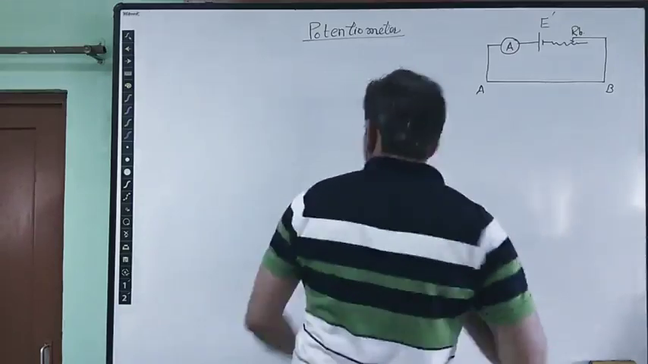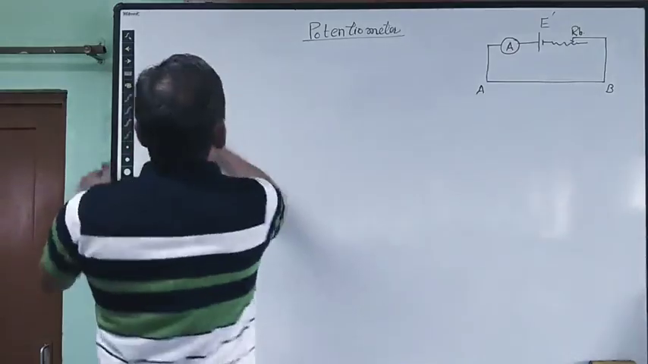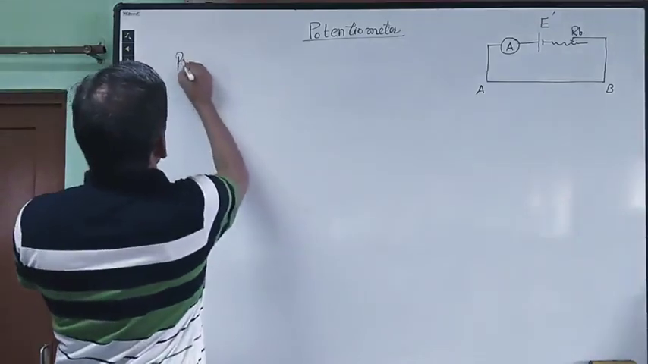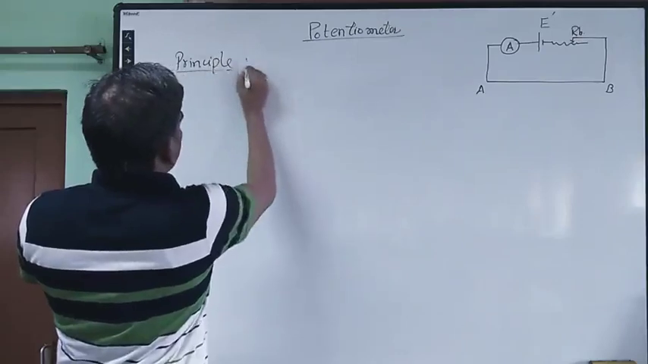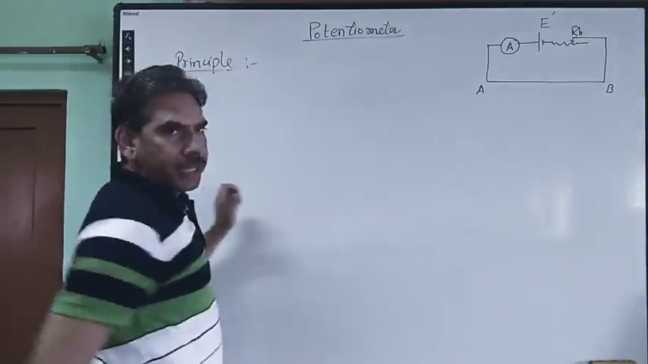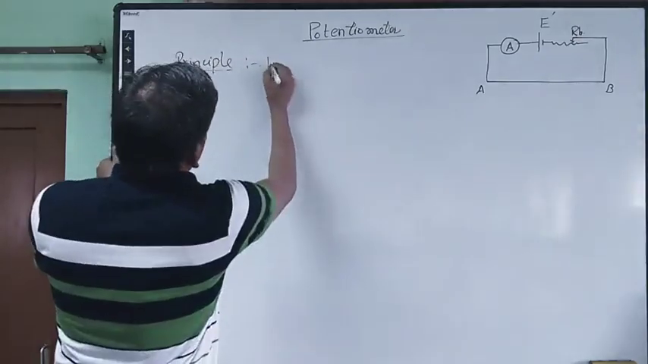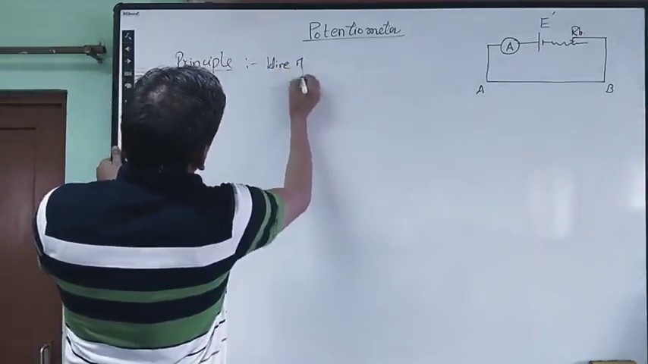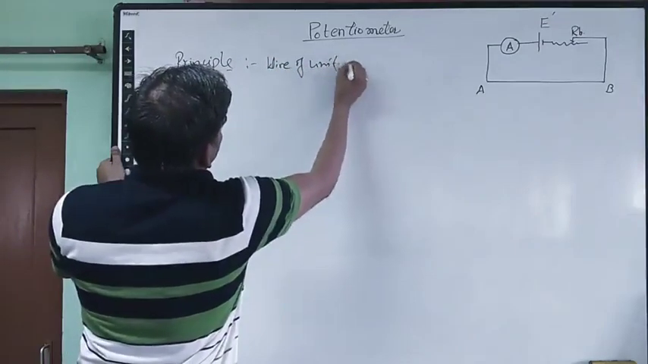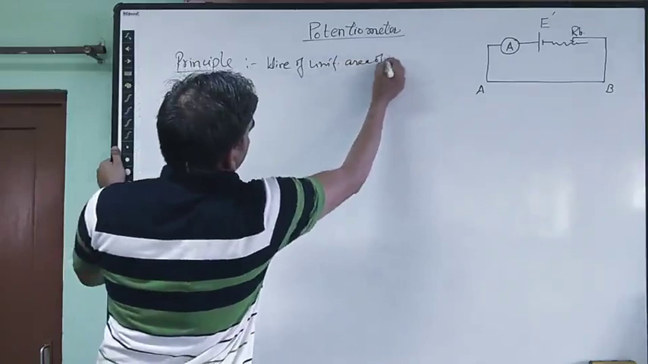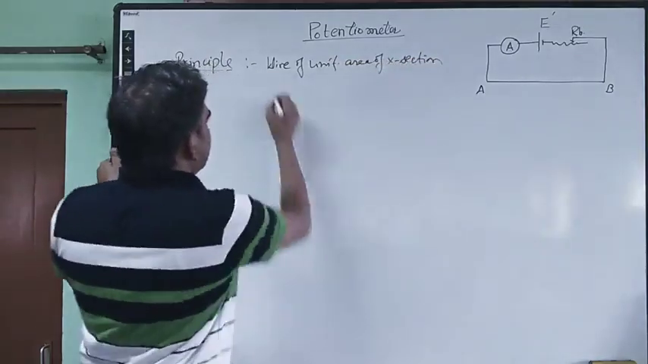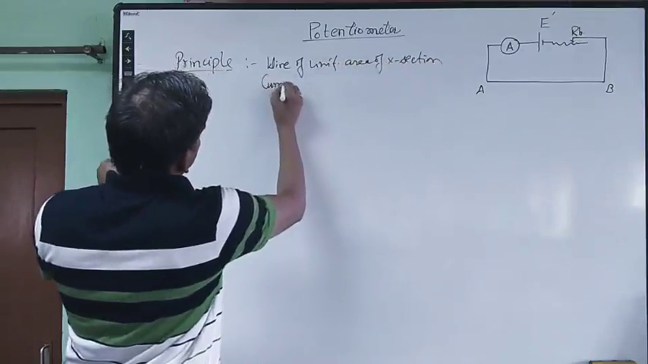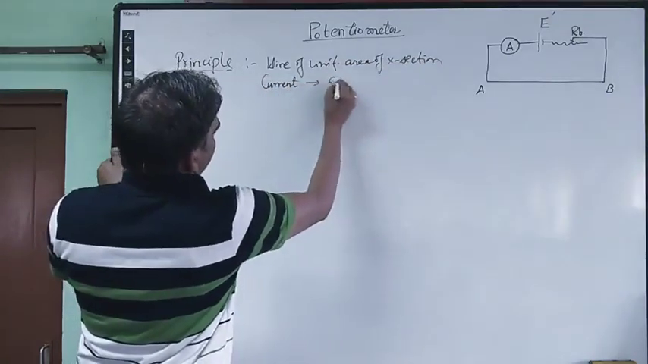So this is the principle of the potentiometer, that the potentiometer wire should be of uniform area of cross section. I am writing it in short. And the current should also be constant.